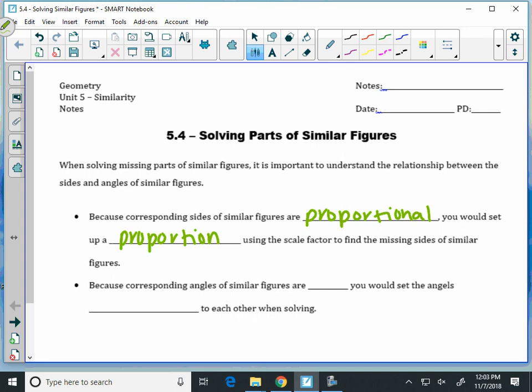Because the corresponding angles of similar figures are blank, what do we know of the angles of similar figures? They're the same. And what is another word for the same in geometry? Congruent. Because the corresponding angles of similar figures are congruent, what would we do to solve that problem? We would set them what to each other? Equal to each other.